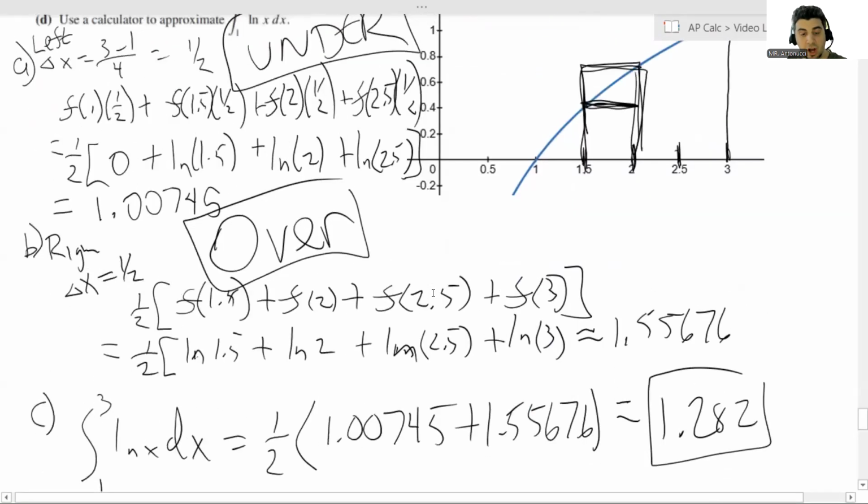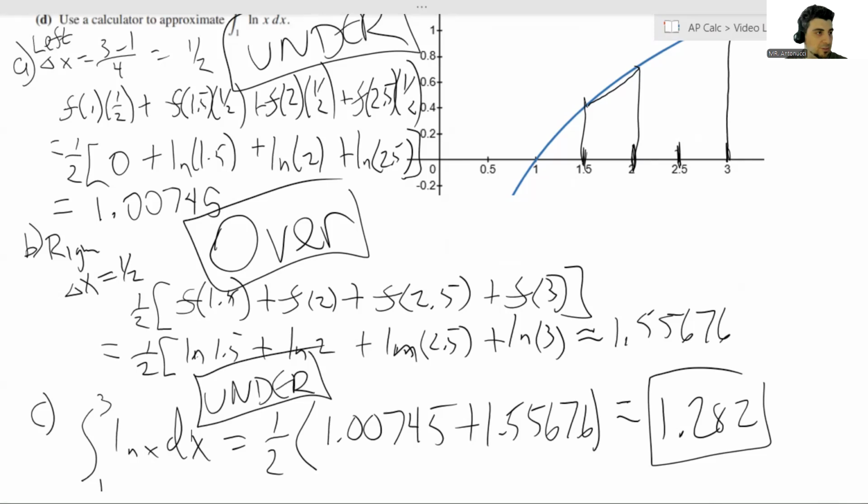Now, since this function's concave down, the trap rule is going to under approximate it here, because you can see that a trapezoid is going to be very small, but it's going to be below. There's going to be a little bit of a gap. So this is going to under approximate it, but the approximation is going to be much, much closer with four subintervals for the trap method than it is for the left for this one here.